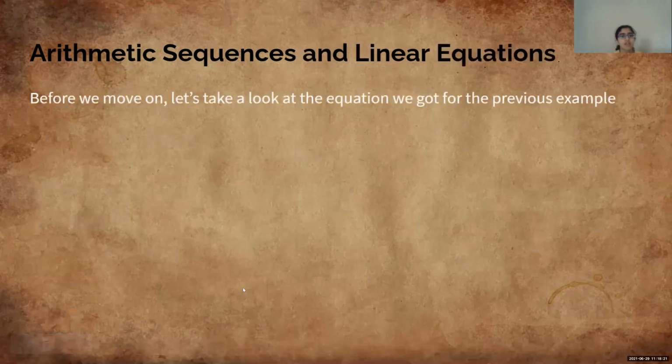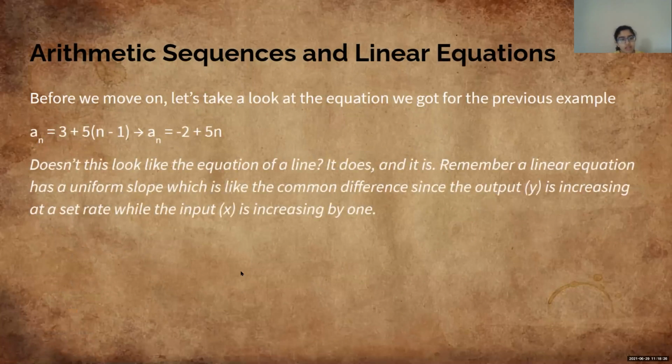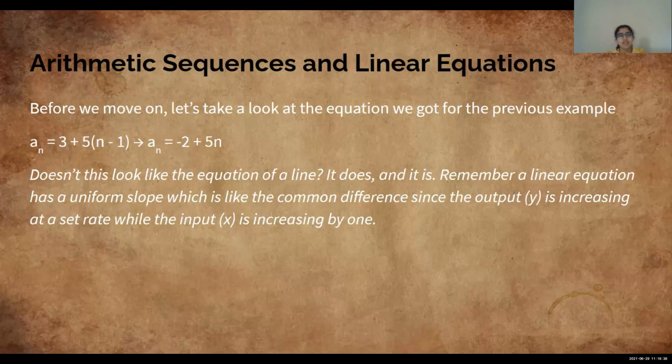Okay, so before we move on, let's take a look at the equation we got for the previous example. The nth term would be 3 plus 5 multiplied by n minus 1, and that can also be simplified to -2 plus 5n. Doesn't this look like the equation of a line? It does, or a linear equation. It does, and it is. So remember, a linear equation has a uniform slope, which is like the common difference, since the output is increasing at a set rate while the input is increasing by 1.